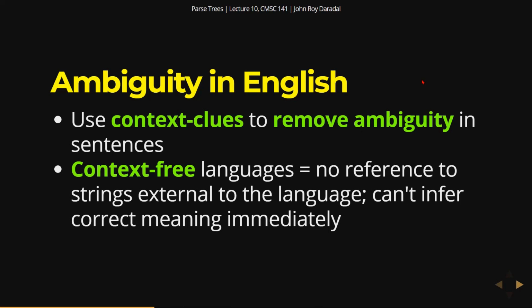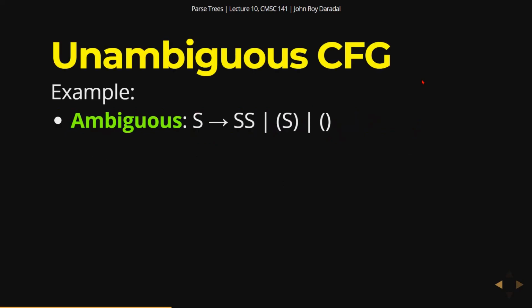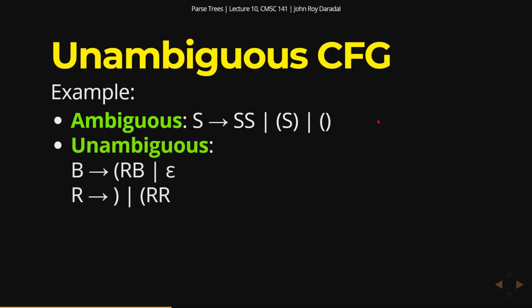Okay? So if that's the case, how do we handle ambiguity? To handle ambiguity, you could do two things. First, you could write an equivalent unambiguous grammar, or you can just choose to live with ambiguity. Okay, so let's see how to get an unambiguous grammar from an ambiguous one. So let's say that we have this ambiguous grammar here. The equivalent unambiguous grammar could look something like this. We will not discuss how to actually convert them, but know that for some grammars, it's possible to convert ambiguous to unambiguous.